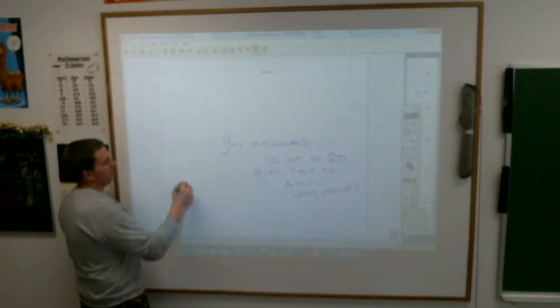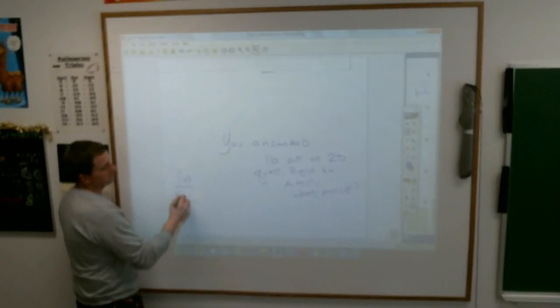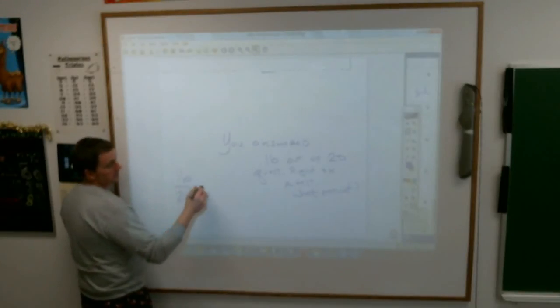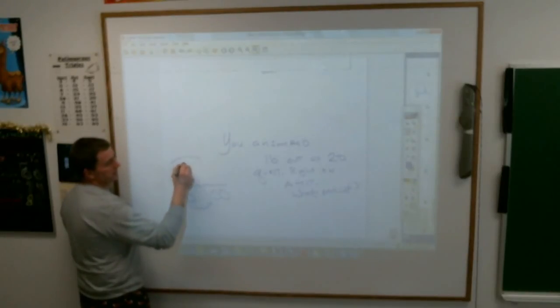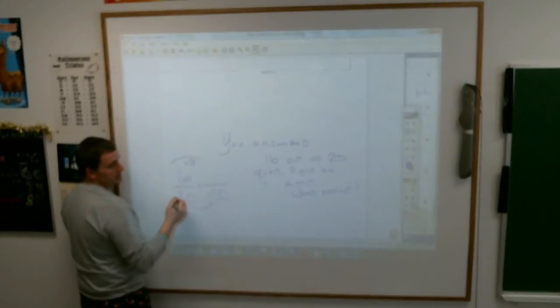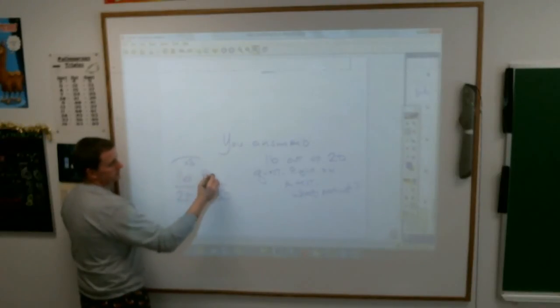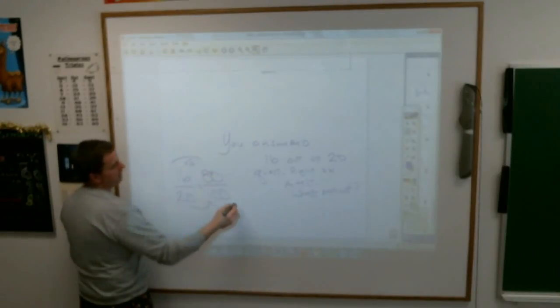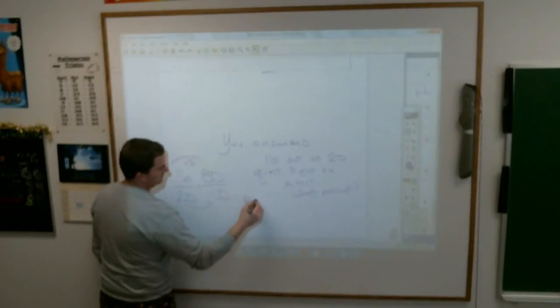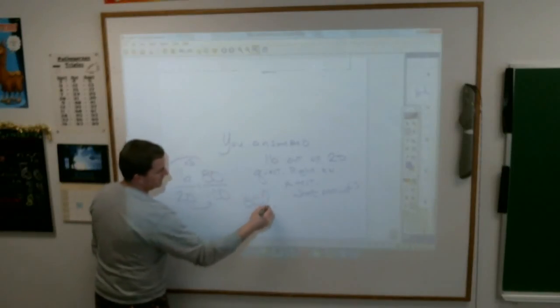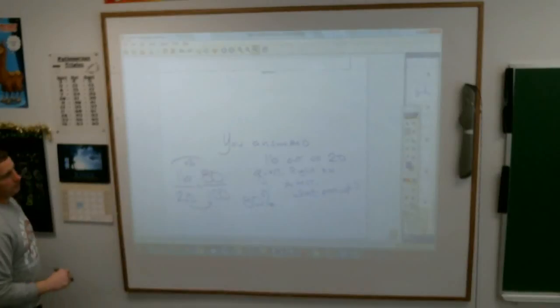16 over 20, and then? And then you multiply it by 5. Multiply by 5, because that'll get you to 100. 16 times 5 is? Anybody? 80. So that would be 80%. You don't need to reduce it down to 4/5.